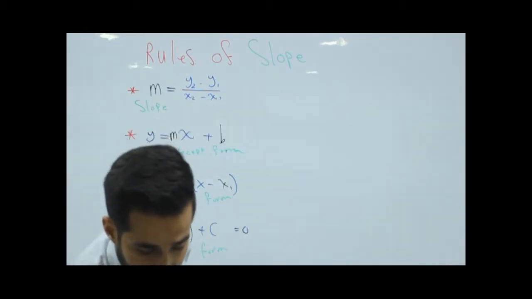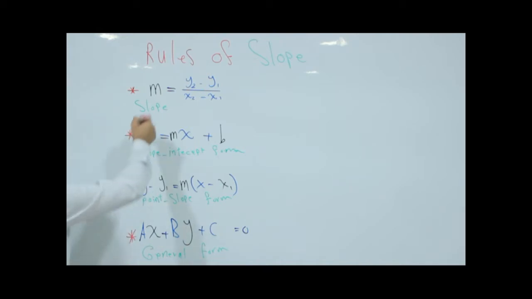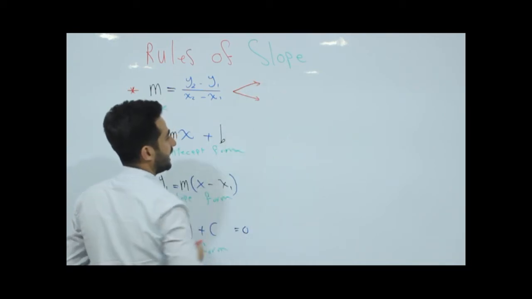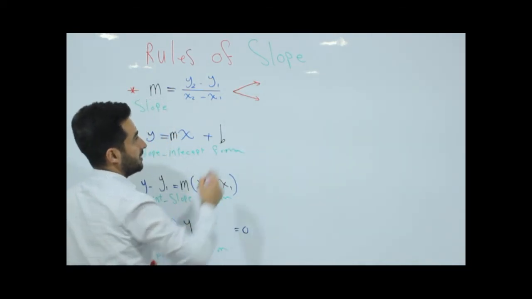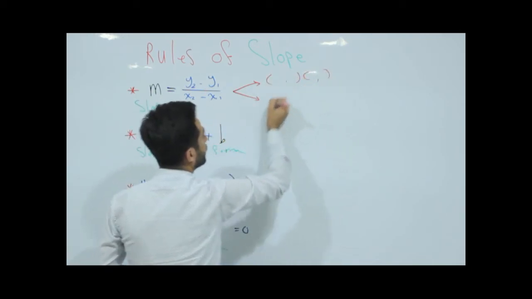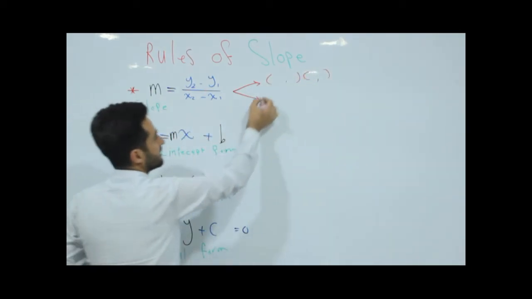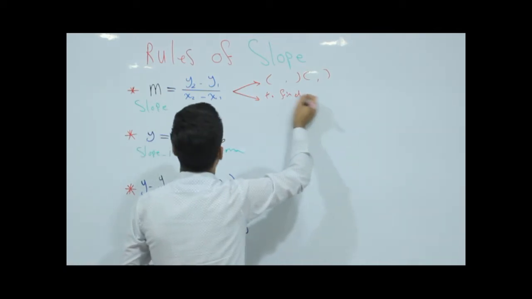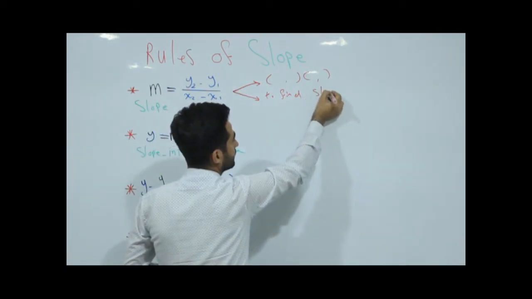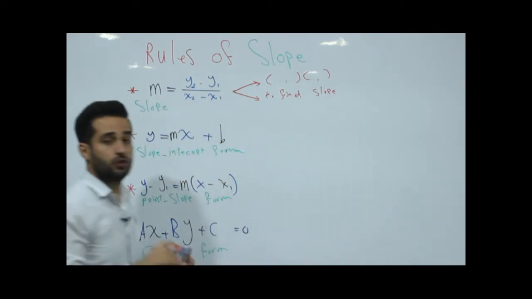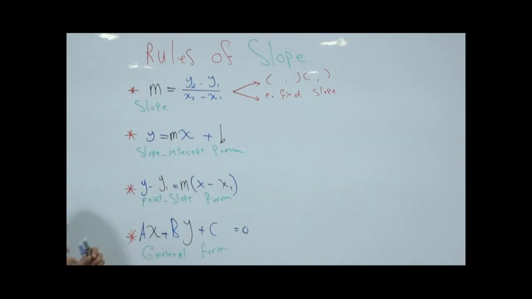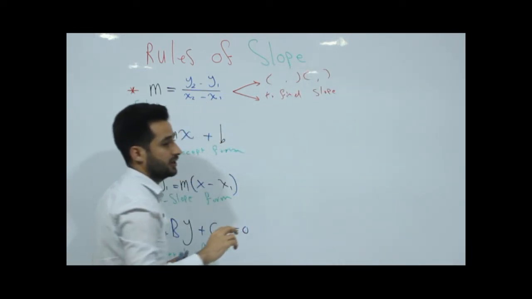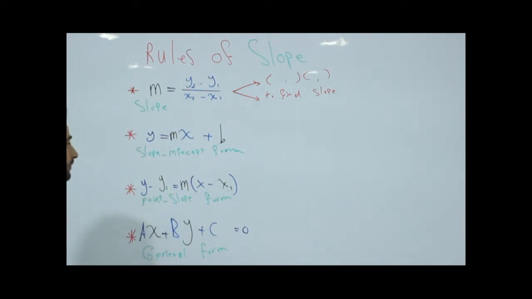Look, for example, this one, where should we use it? We should use it when we have 2 points, to find the slope between 2 points. If they didn't ask you and they gave you 2 points only, you can find the slope.